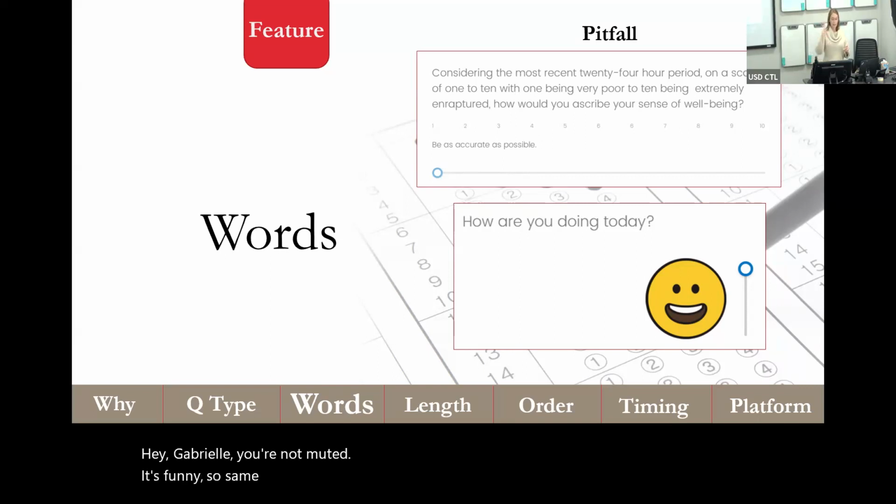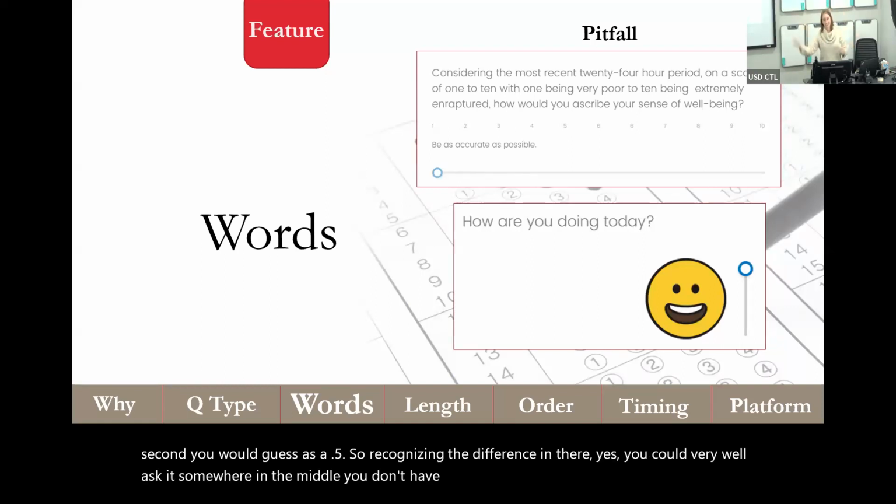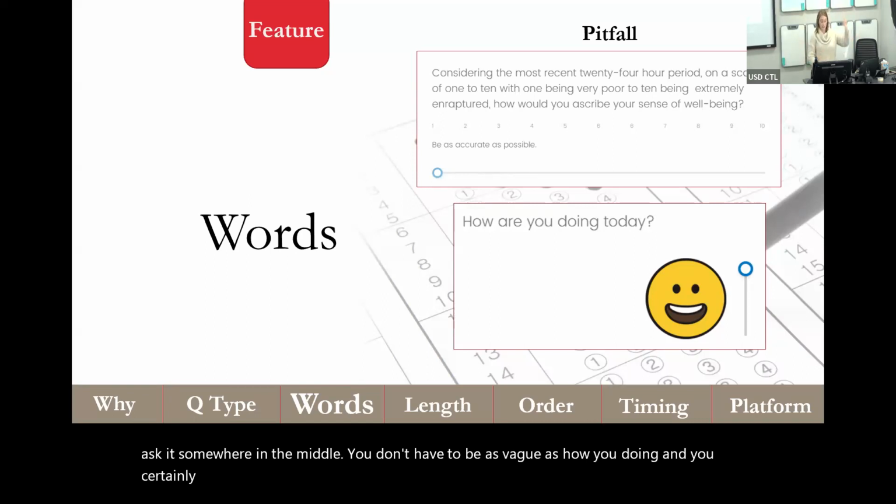Same thing with this. My first question there came up at a 14.2 grade level. And my second, you would guess, as a 0.5. So recognizing the difference in there. Yes, you could very well ask it somewhere in the middle. You don't have to be as vague as how you doing. And you certainly don't have to be as complex as my first example there.